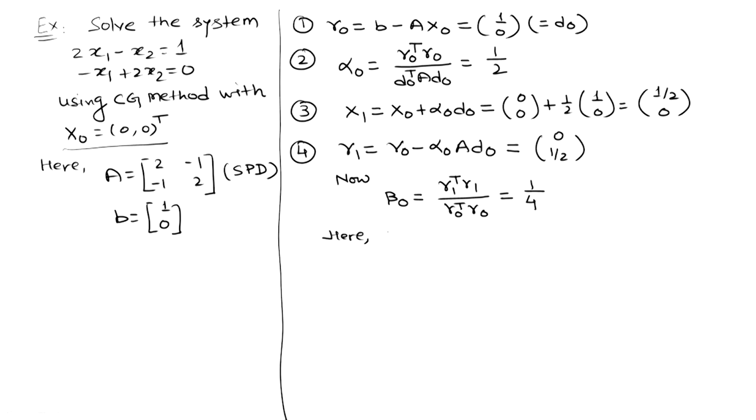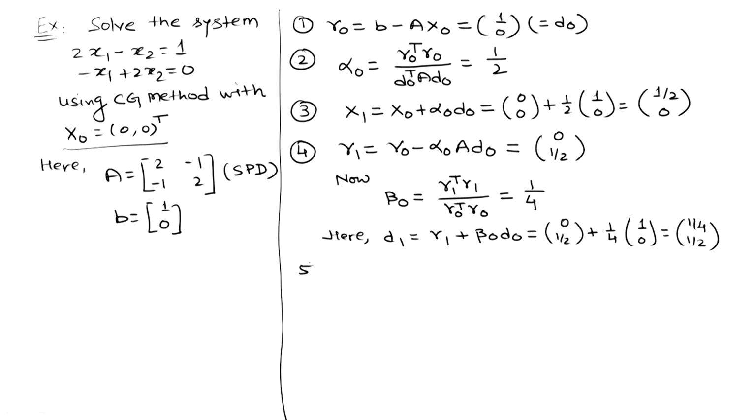Here, the new search direction d1 is given as r1 plus beta0 d0. So, r1 is basically (0, 1 by 2) plus beta0, which is 1 by 4, times d0, which is from the first line (1, 0). So, it comes out to be 1 by 4 as the first component and 1 by 2 as the second component.